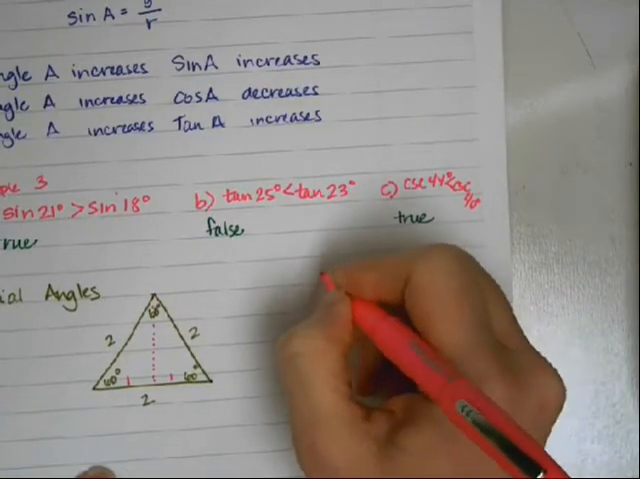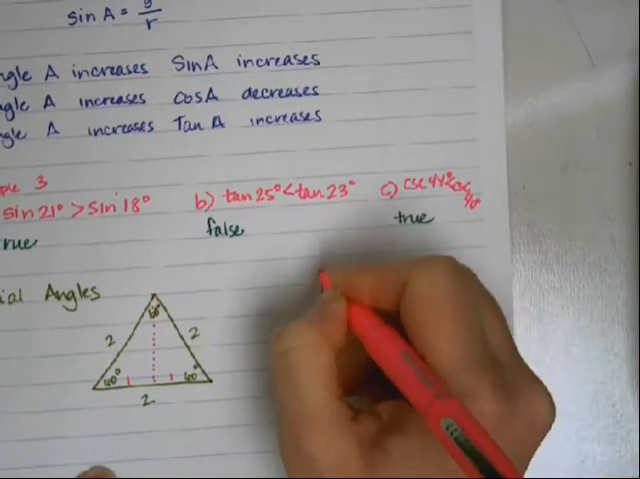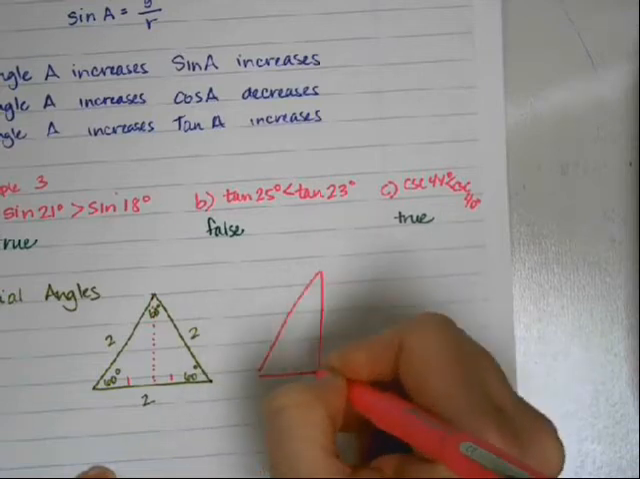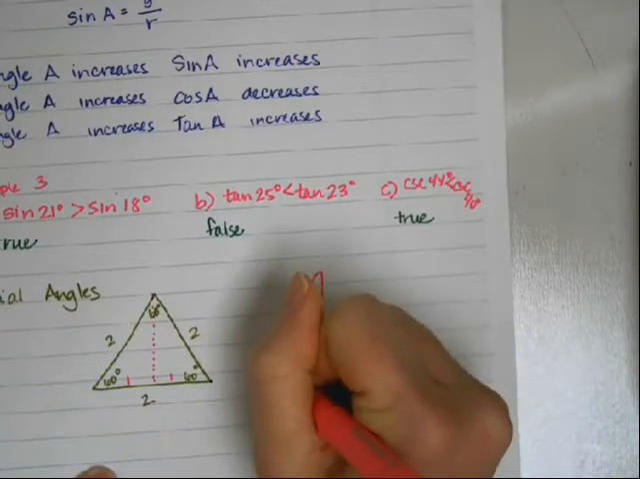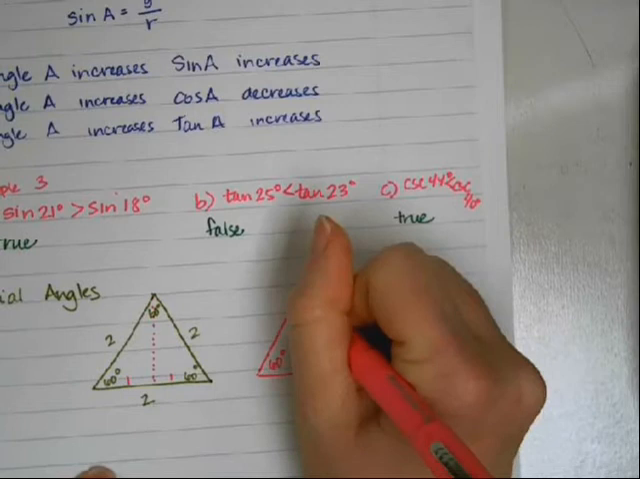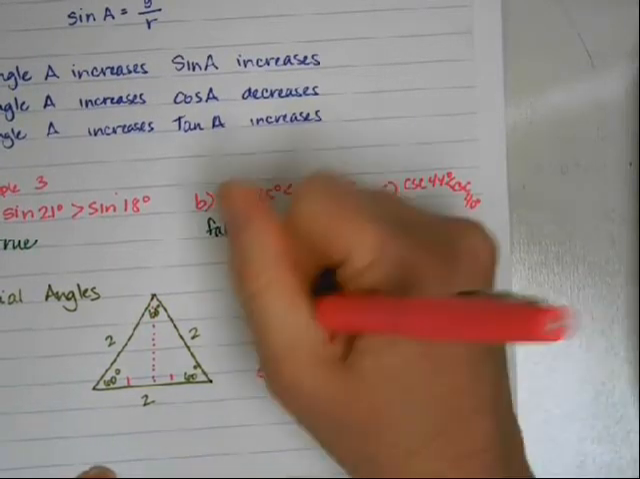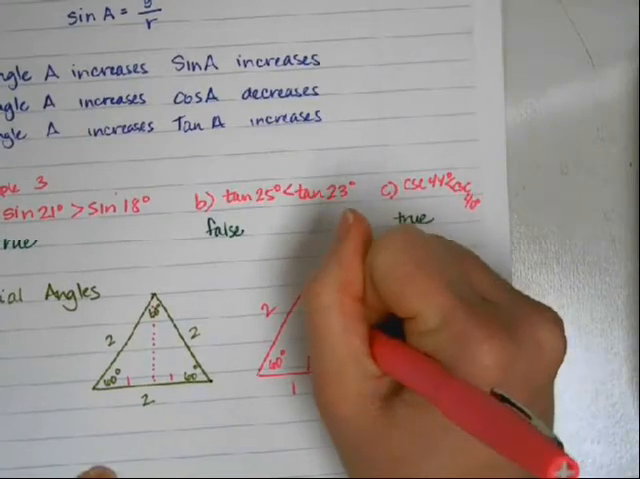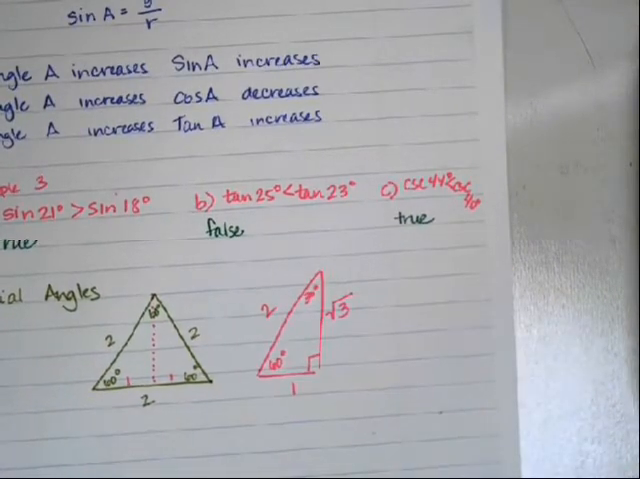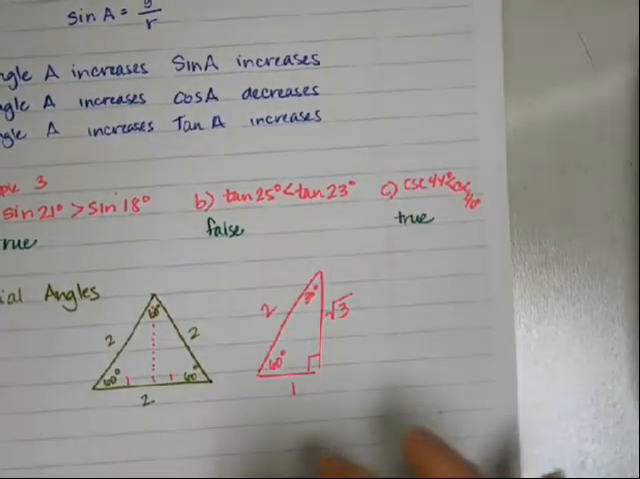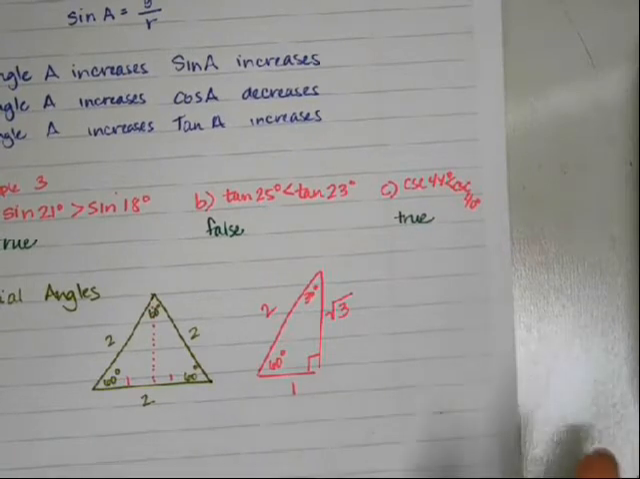Anybody remember what the height of a bisected equilateral triangle is? Or a 30, 60, 90? Anybody remember what the other leg is? This is 1, hypotenuse is 2, and the long leg is square root of 3. We could have found it just with the Pythagorean theorem, but take my word for it, it is.